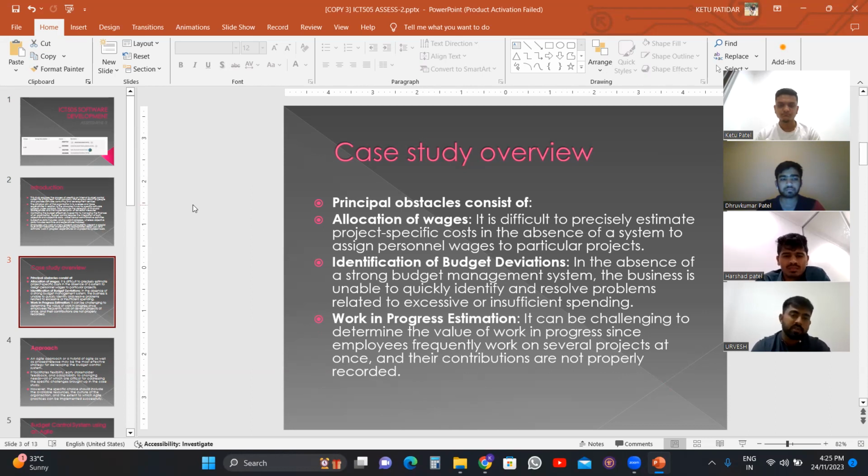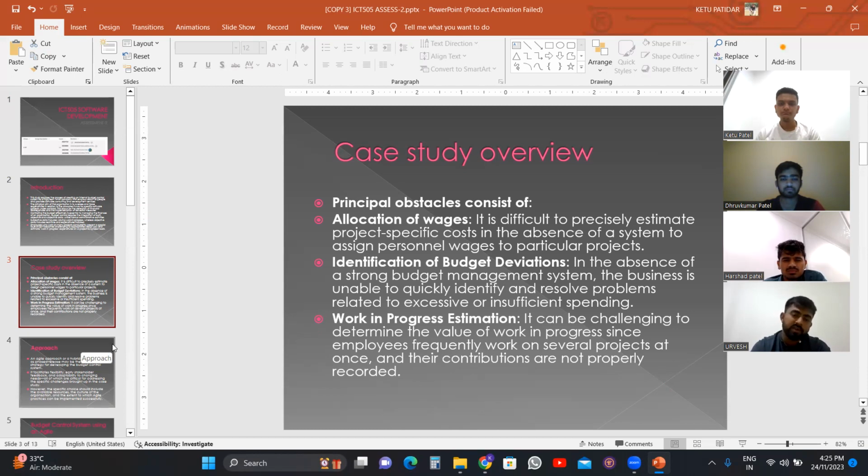Furthermore, the identification of the budget diversity. In the absence of a strong budget management system, the business is unable to quickly identify and resolve problems related to excessive and insufficient spending. In this topic, we say that sometimes we organize all the plan, but sometimes we extend into some new area, and at that time we can also exhaust our fund. So sometimes our fund is not in the budget, and sometimes the majority we raise the fund. So we need to be careful about how we divert the fund.